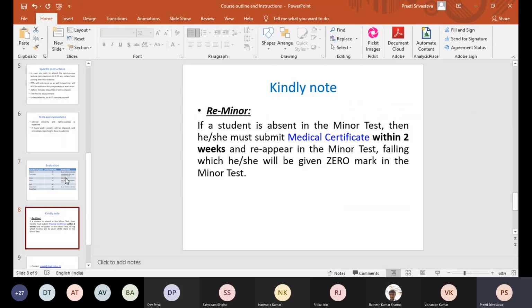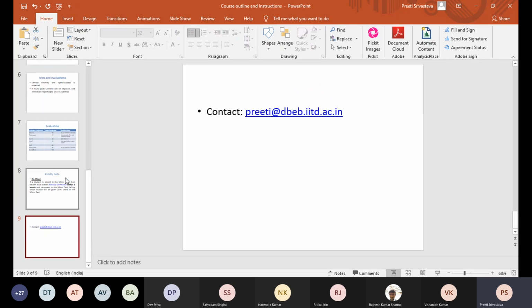Okay, then about the reminor. If you are missing the minor, for example if you have some health issues, then I suggest that you submit the medical certificate within 2 weeks. You can inform me by email that you will not be able to appear in the minor exam, so that we can conduct the reminor quickly.